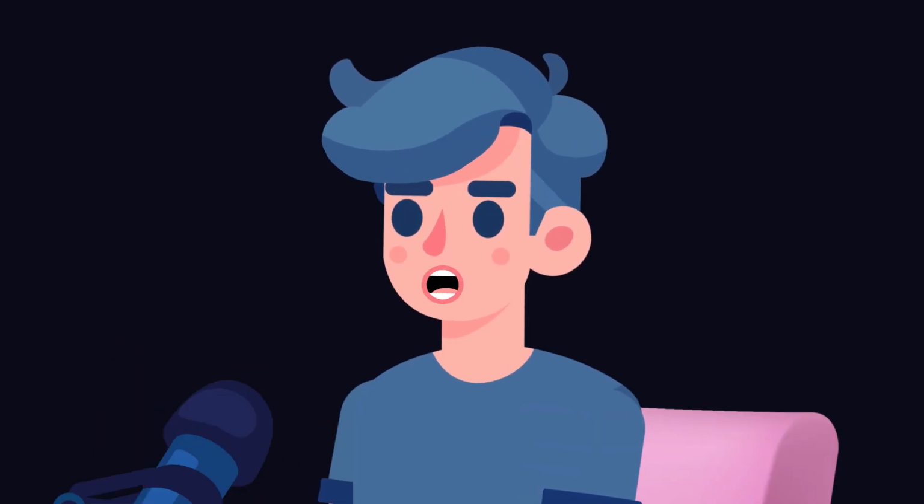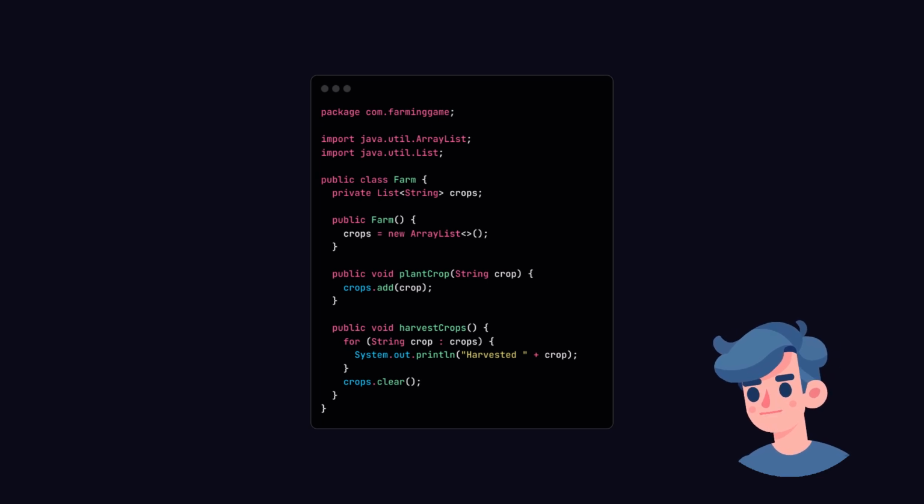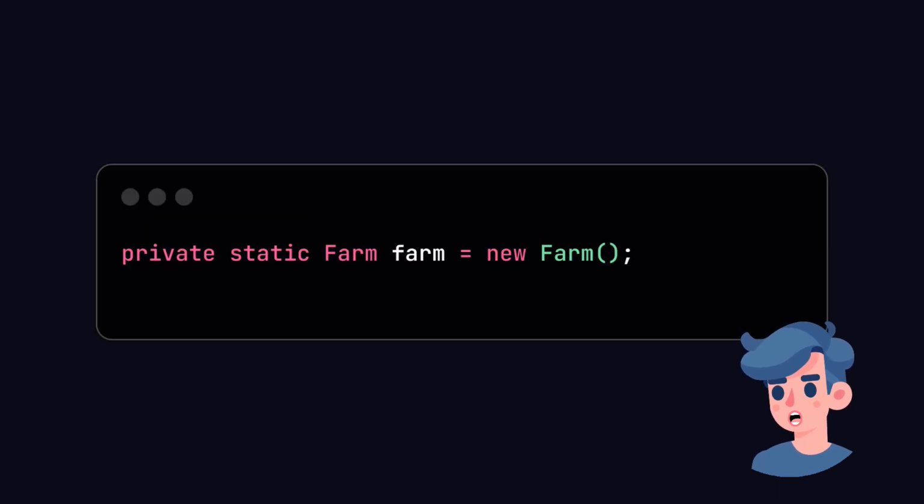However, let's improve it further by adding some game states. We should create a class to represent our farm. Let's call it Farm. This class will hold information about the crops and their state. Next, we'll modify our FarmGame class to use the Farm class. Create an instance of Farm as a member variable in FarmGame.